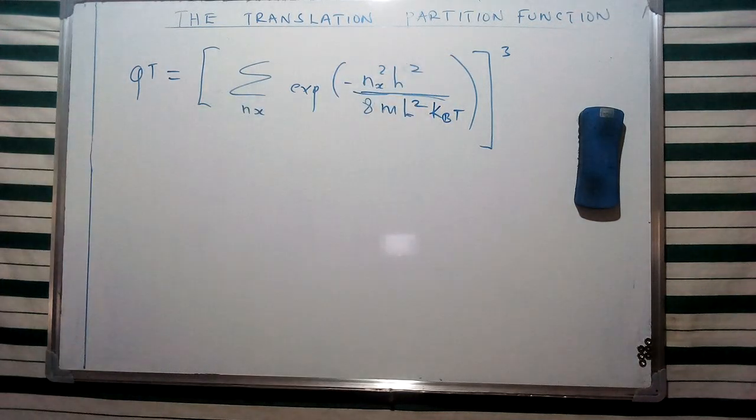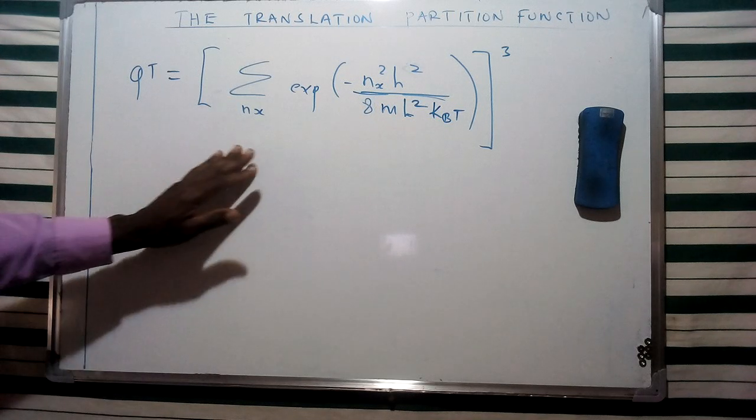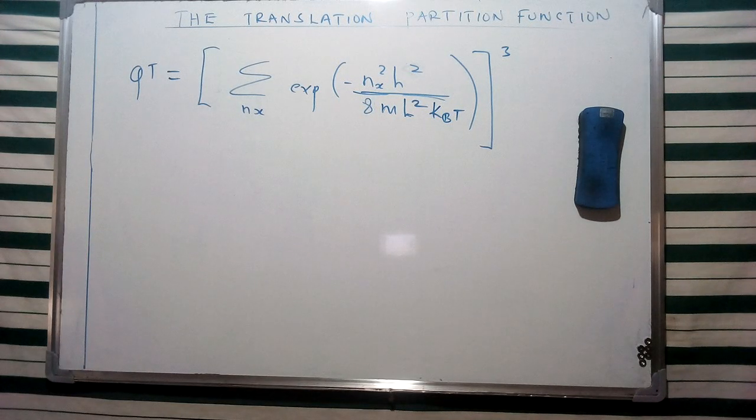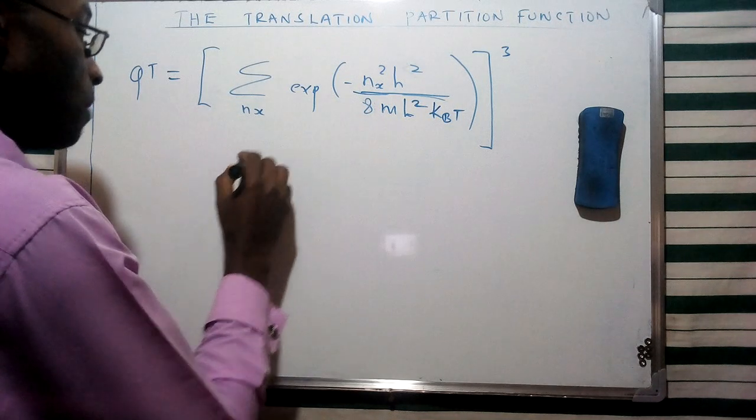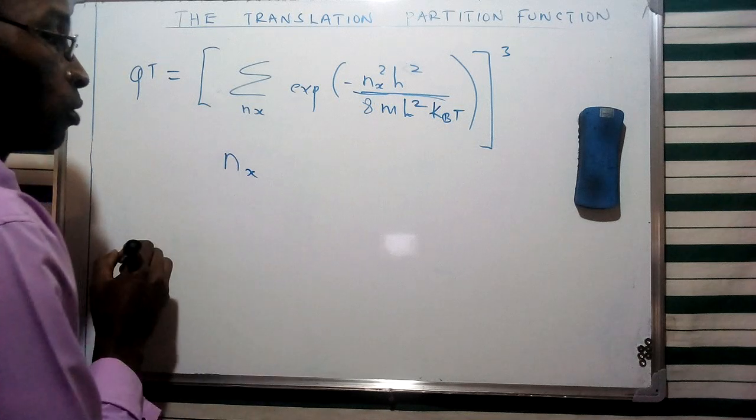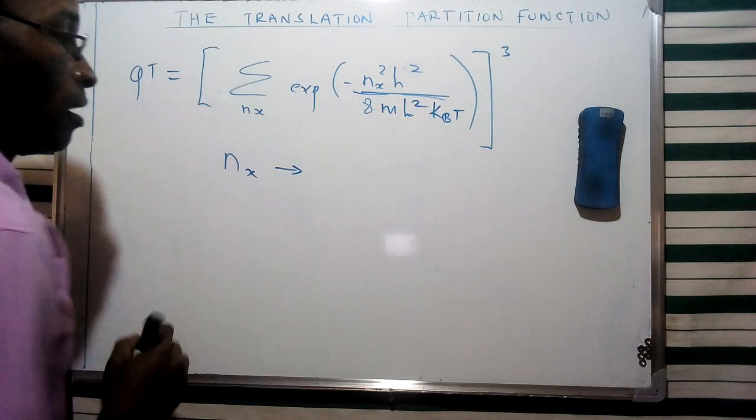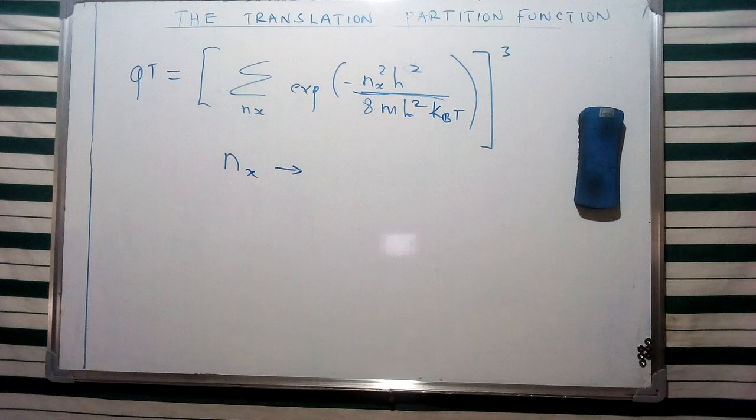And of course, we had said that we can perform an approximation to this equation in order to find a way of representing it such that a standard integral can be used. In this case, we are going to consider the translation energy levels of these integer quantum numbers nx to be so close, and therefore that allows us to perform an integration instead of a summation.